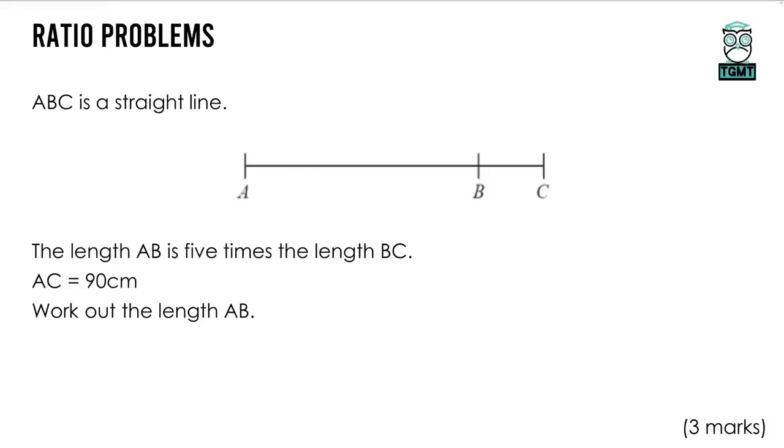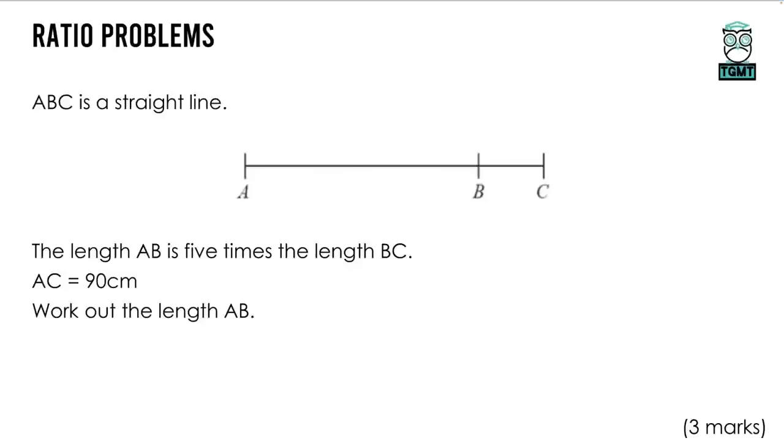Okay, so a ratio problem involving a line here where we've got a little bit of language to figure out along the way. It says the length AB is 5 times the length of BC. It then tells us that A to C, which is the full length, is 90 centimetres. Work out the length of A to B.